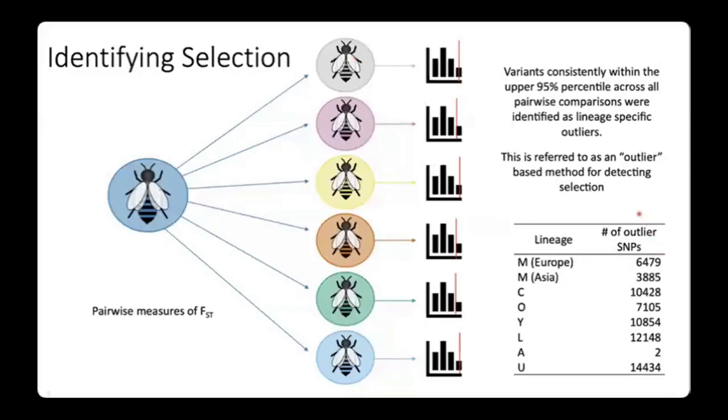So here we have the breakdown of the number of outlier markers associated with each of our lineages. You'll see that the M lineage was divided into two groups, so samples from Europe and samples from Asia. And you'll also notice that the A lineage had very few outlier markers, so we actually excluded it from further analyses in the study.